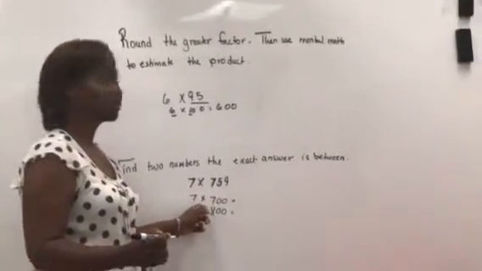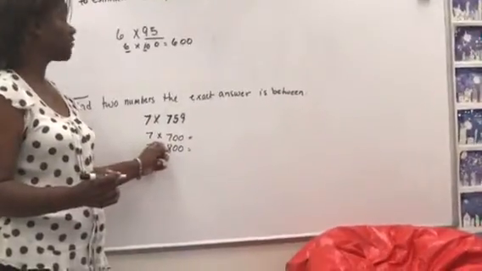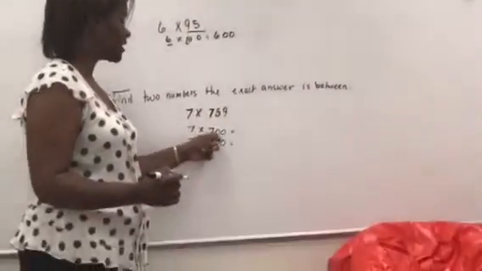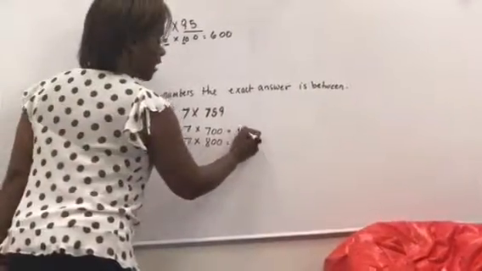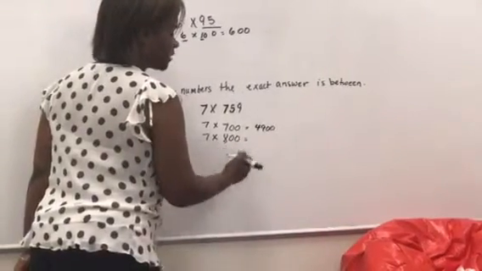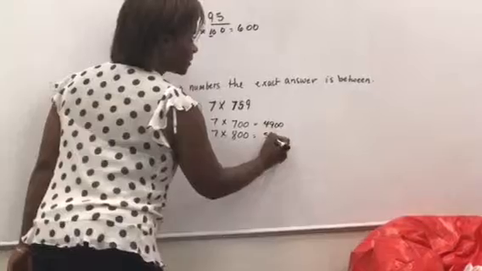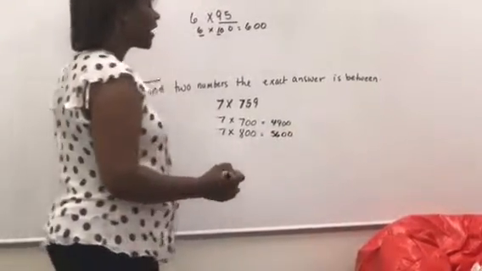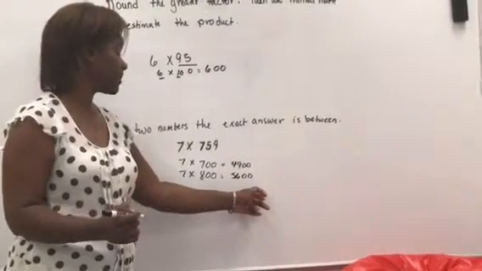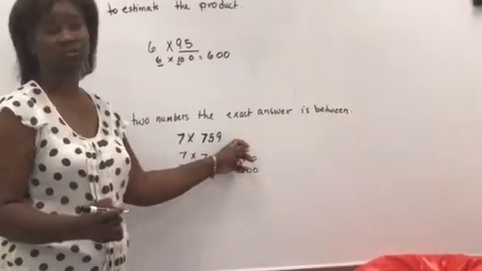So, we also look at the base factors, just like we did up here. And if we do that, we have 7 times 7, which is 49, and we just drop the 2 zeros. In this particular case, we say 7 times 8, which is 56, and we drop the 2 zeros there, and we have the two estimated numbers that the actual answer would be between.